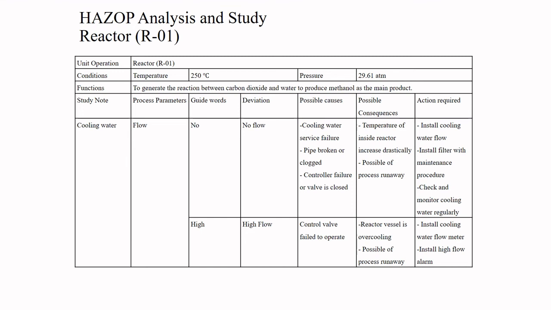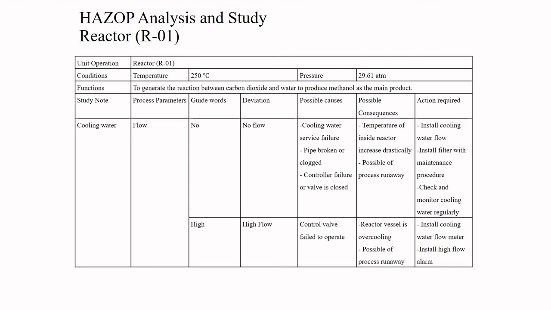flow. The deviation is no flow. If there is no flow, what are the causes? Cooling water service failure, pipe broken or clogged, controller failure, or valve is closed. The possible consequences are the temperature inside the reactor increasing drastically or possible process runaway. The actions we need to take are to install a cooling water flow indicator or install a filter with maintenance procedure, and also make sure to check and monitor the cooling water regularly.